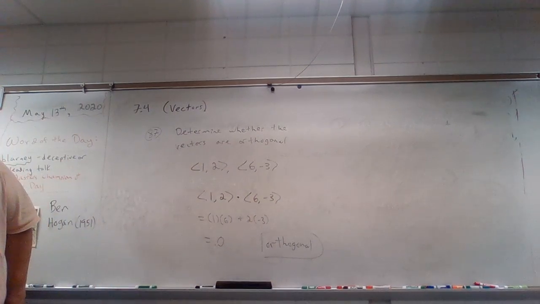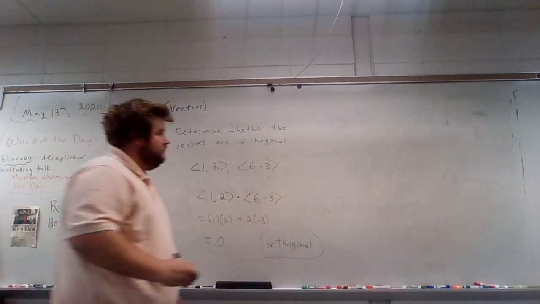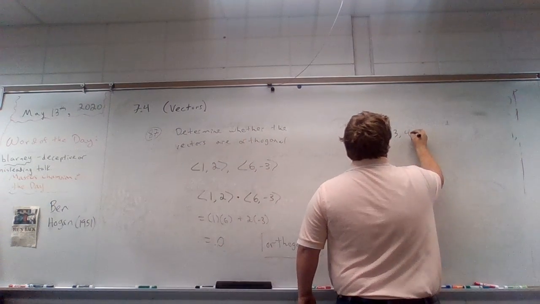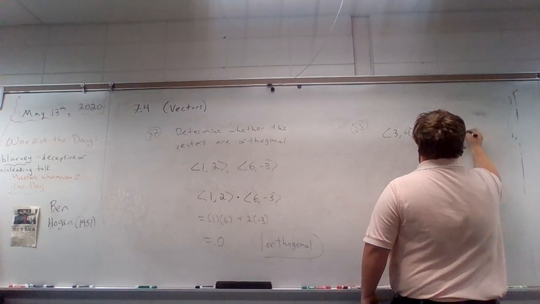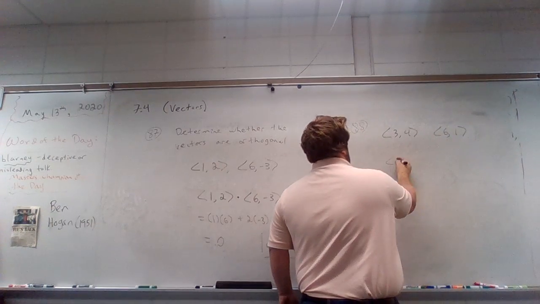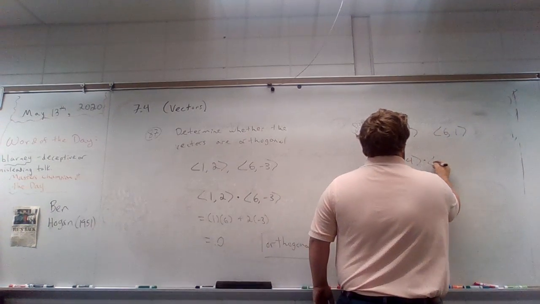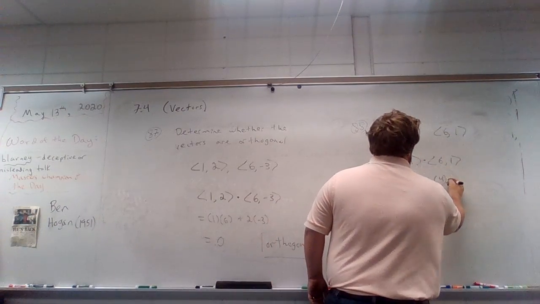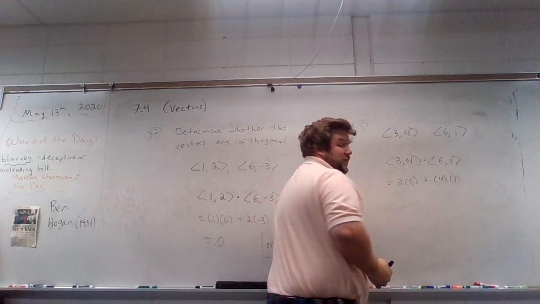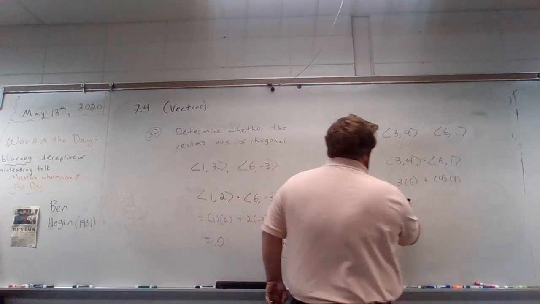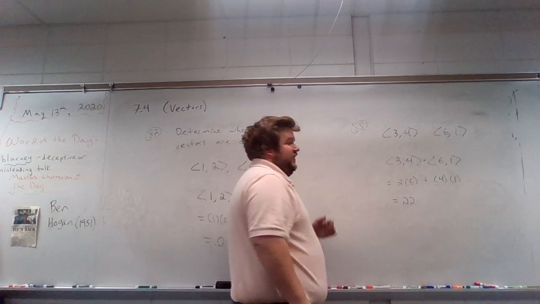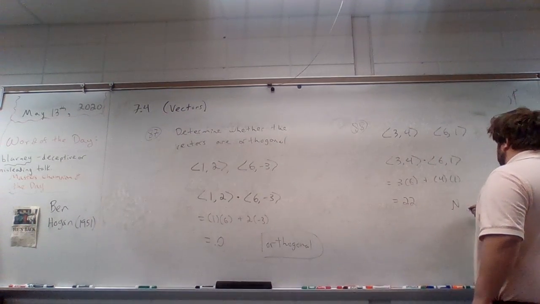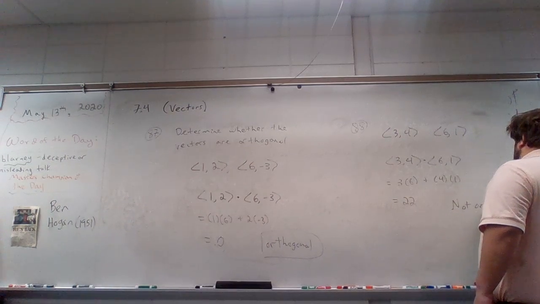Okay, let's see another one. Let's say 3, 4, and 6, 1. So I would do 3, 4 dot with 6, 1. 3 times 6 plus 4 times 1. I'm going to get 22. So they're definitely not orthogonal. I didn't get 0.